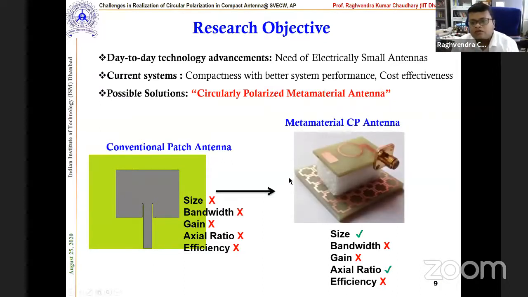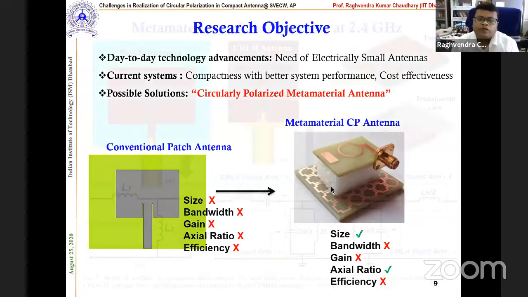Now, we came across a very nice solution actually, and we reported the outcome of these antennas in IEEE Antennas and Propagation Magazine last year. With this antenna, we address two issues: one is gain, another is efficiency and bandwidth. Along with that, we provided the solution for circular polarization as well. So I will be talking mainly about this work. Before that, we'll try to understand the basic things about circular polarization and all.